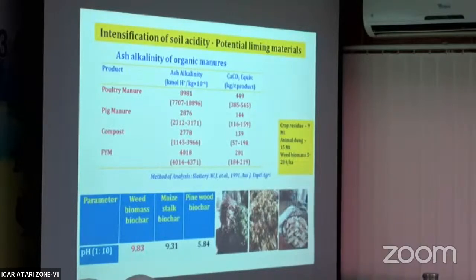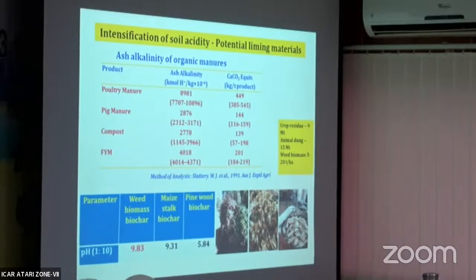Then the ICAR Research Complex, in collaboration with ICAR headquarters, took up a network project and fixed the amount. You should use 200 to 400 kg of lime in the furrow for every crop. So the cost is less, losses are minimized, and you can get a very good yield. That was the recommendation, but still farmers are not using it. So now we have studied whether organic manure can be used as a substitute for lime.